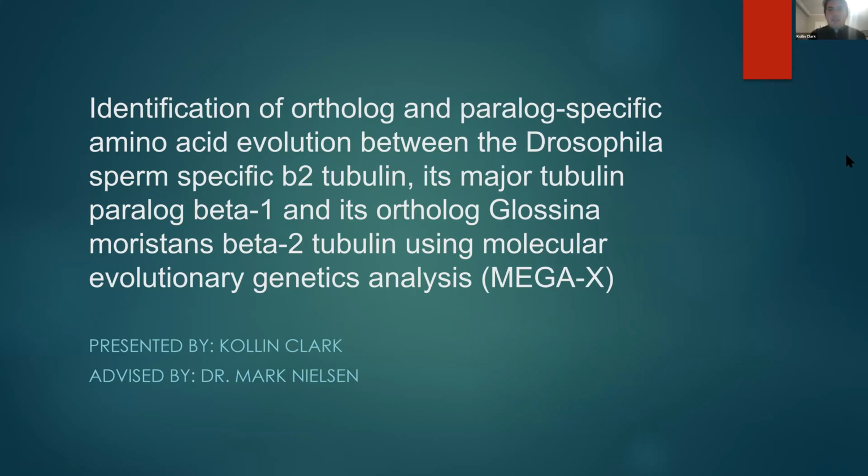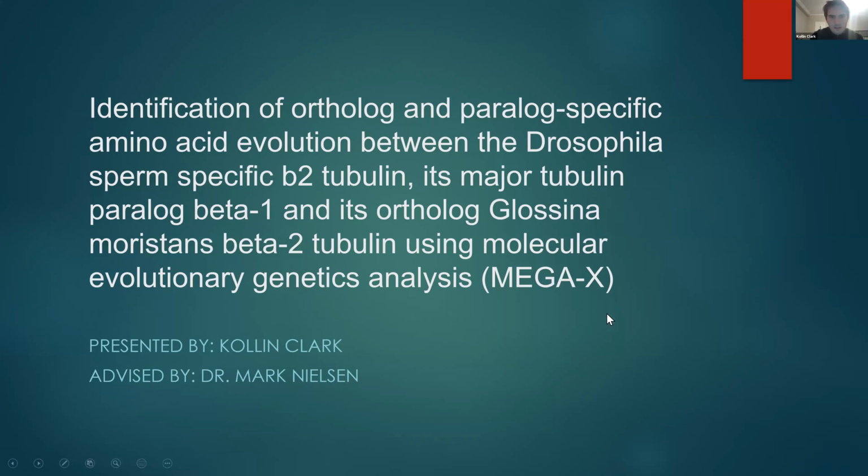All right, so this is some summer work that I did with Dr. Nielsen. We were looking at identifying ortholog and paralog specific amino acids that were evolving from the highly conserved Drosophila melanogaster sperm specific beta-2 tubulin. We were comparing its sequence to its major tubulin paralog beta-1, which is present anywhere else that sperm isn't, that tubulin's required in Drosophila, and its ortholog Glossina morsitans beta-2 tubulin, which produces sperm in its relative, tsetse flies. And we did this using molecular evolutionary genetics analysis software MegaX.